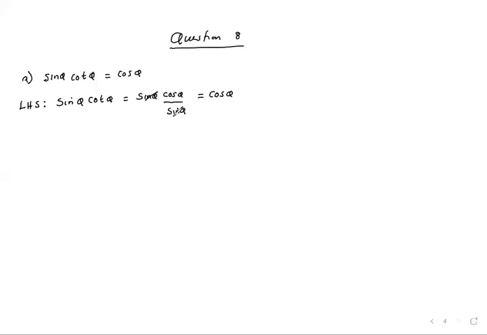Okay. B, cos theta sec theta over tan theta is equal to cot theta.